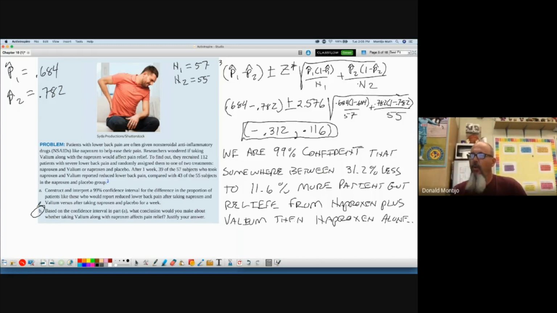Based on this interval, what conclusions can we make about whether taking Valium along with naproxen really is effective in your pain relief? Because this interval here contains 0, since we're 99% confident that there could be no difference in those two proportions, our conclusion is that there is no difference in the two medications for pain relief in your lower back. Since 0 falls within this interval, we cannot conclude that there is a significant difference between one treatment or the other.